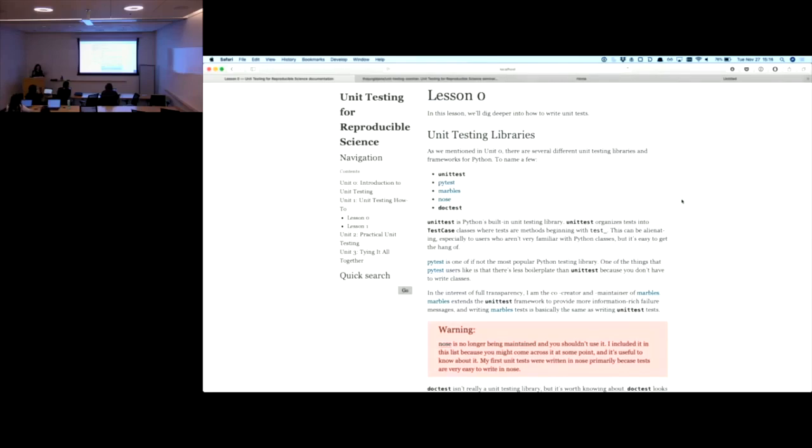Marbles, because I prefer unittest, is based on unittest. It just extends unittest to provide better, more information-rich failure messages. But writing Marbles tests is exactly like writing Python unittest tests. You can actually run vanilla Python unittest tests under Marbles and get the Marbles failure message without changing your code.